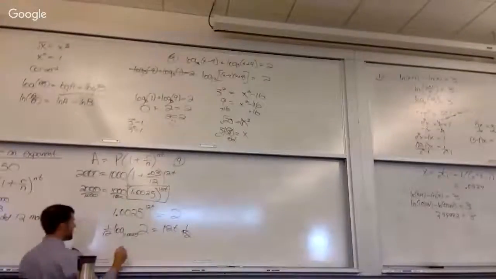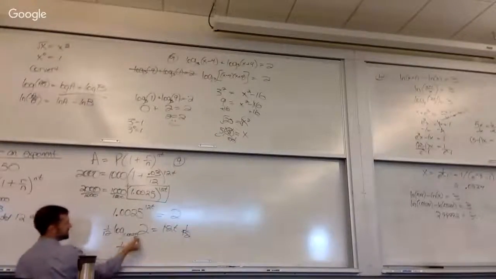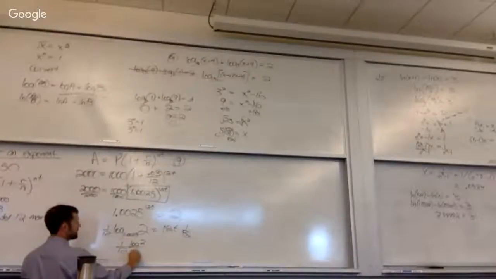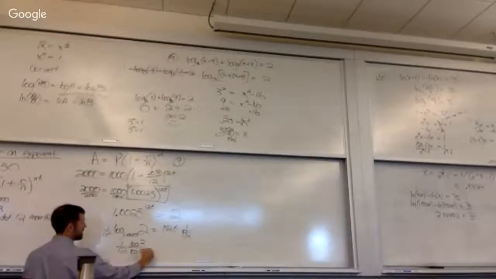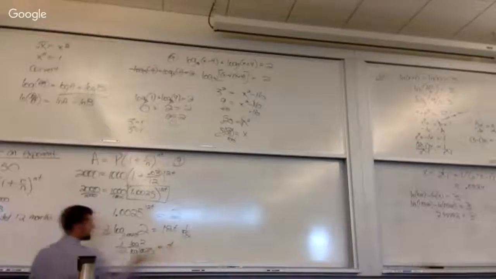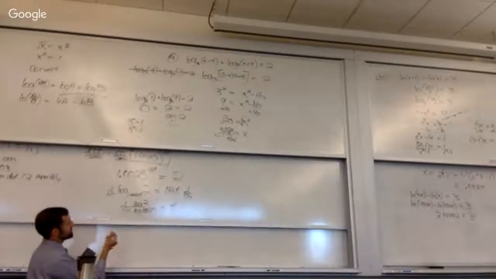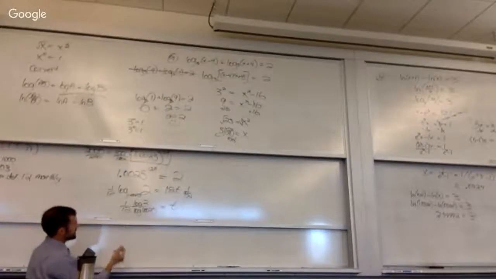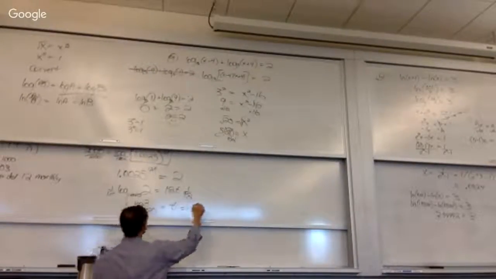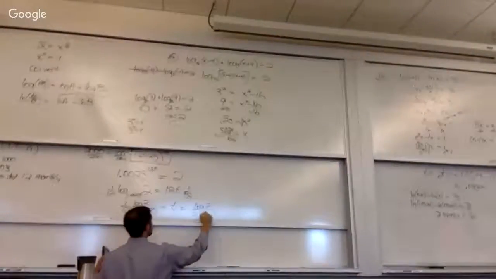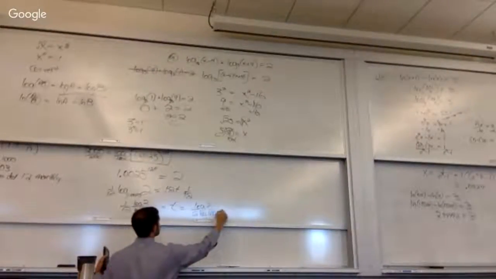And so now I have 1/12, and by change of base rule, log 2 over log 1.0025. And I have now solved for t. And the only way you could solve for t in a problem like this is to use a logarithm. So what is my answer? T is equal to log 2 over 12 log 1.0025.